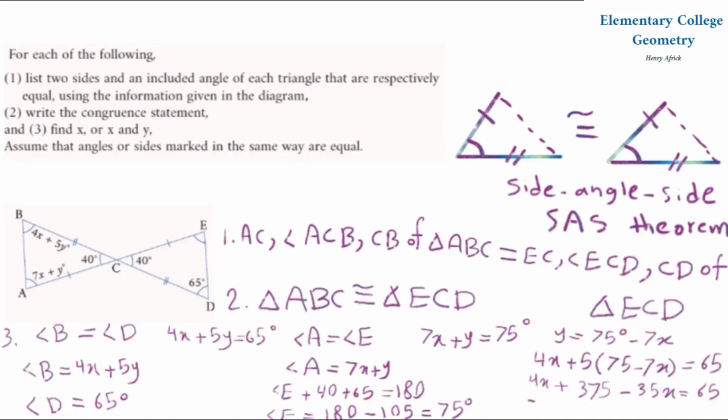So negative 31x equals negative 310, and x equals 10, and y equals 75 minus 7 times 10, which equals 5. So y equals 5. So the angle of A equals 75 degrees, and the angle of B equals 65 degrees.